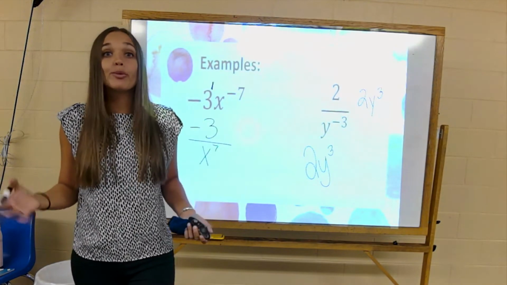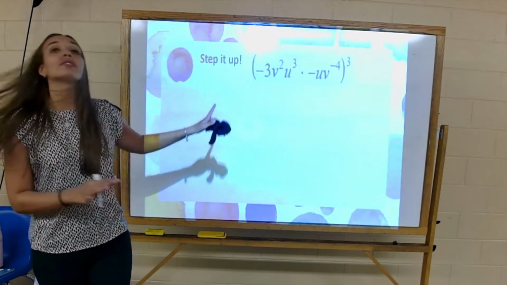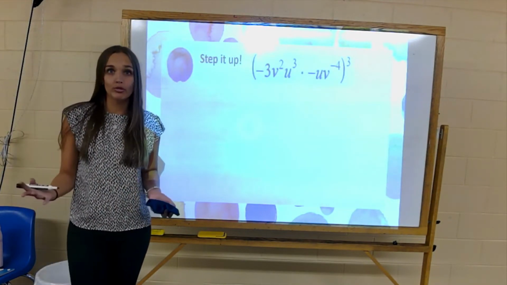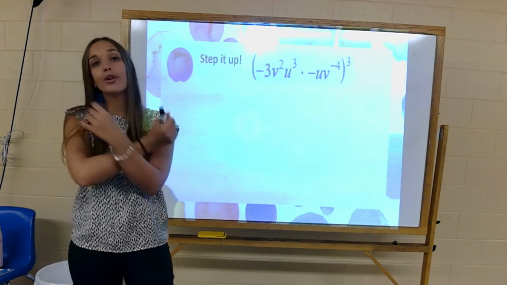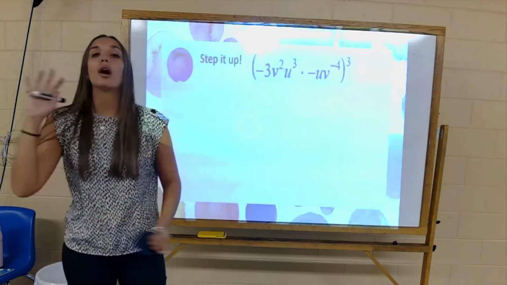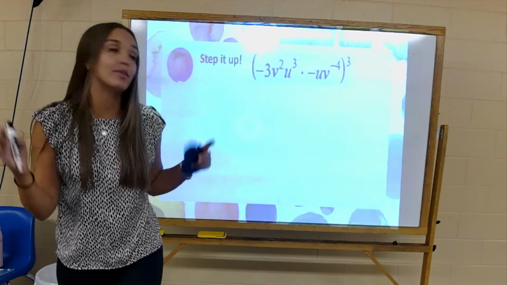Let's try some problems where we're stepping it up now. Now we have this problem. We've seen something like this before. We would use our product rule, then our power rule. So our product rule tells us to multiply our coefficients and add our exponents. So our little dance comes into play again. So I'm going to use my product rule first to work with the inside.